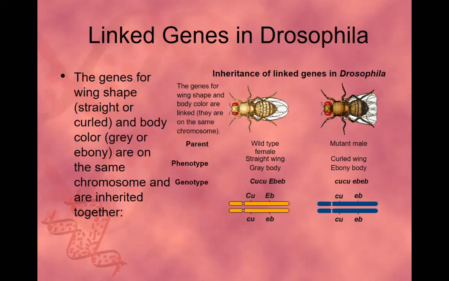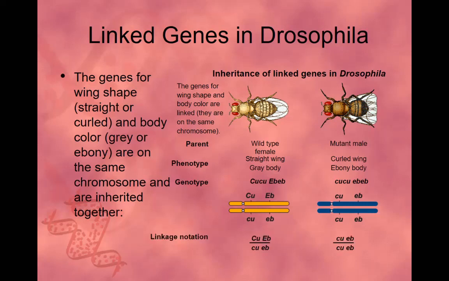On the other end, the wild type female does not exhibit those traits because it has the capital CU for straight wing and the capital EB for gray body, and those are dominant over the recessive curled wing and ebony body genes. So how would you write it? Think about the previous slide.